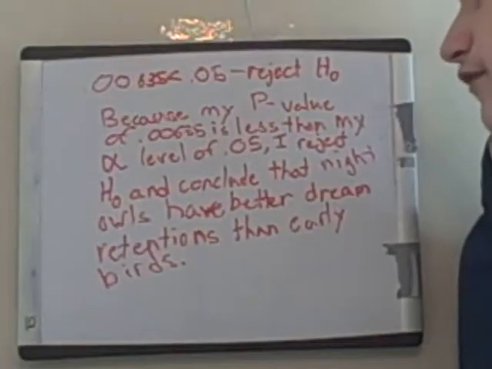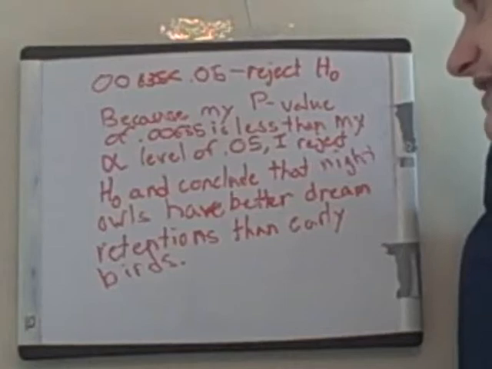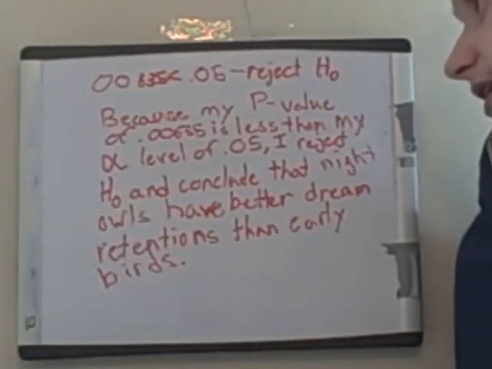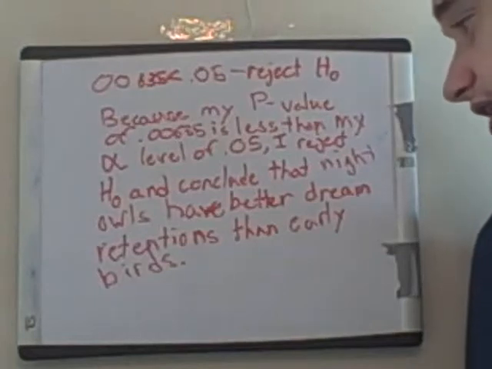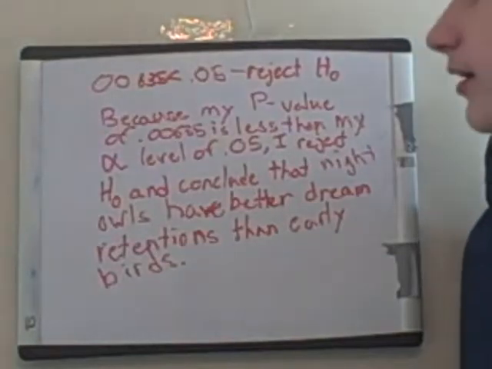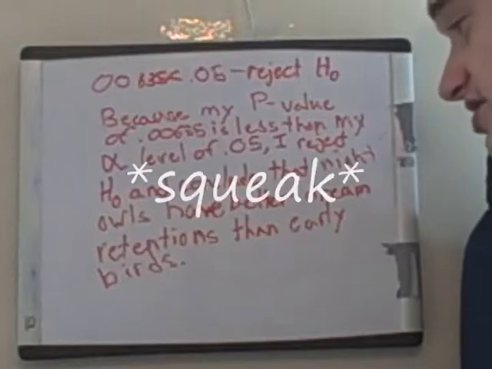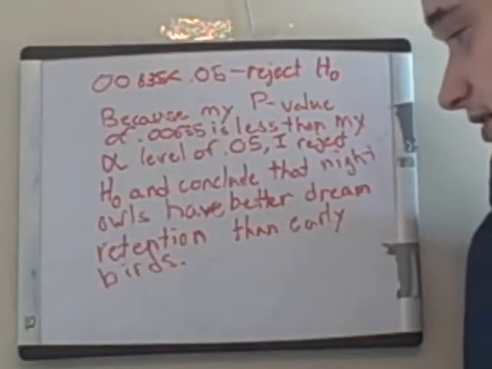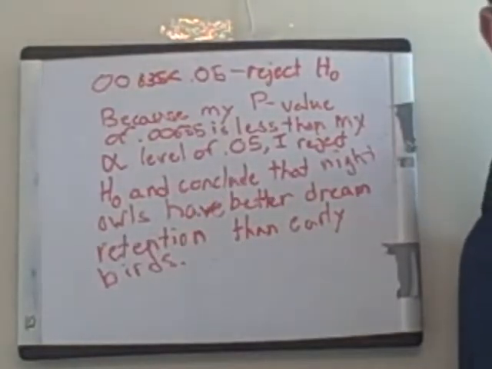Because my p-value of 0.00635 is less than my alpha level of 0.05, reject H0 and conclude that night owls, with no E, have better dream retention than early birds. If you can read my handwriting.